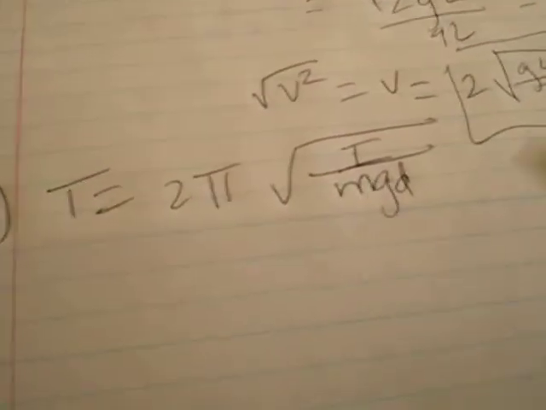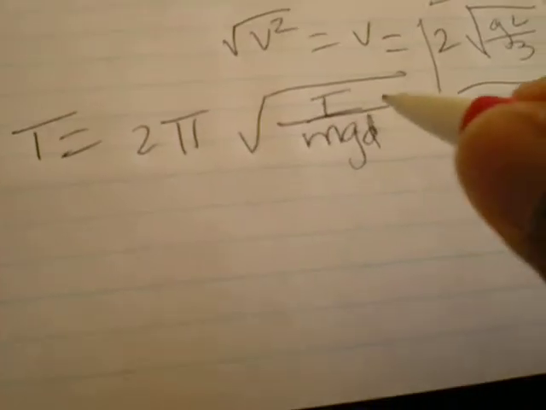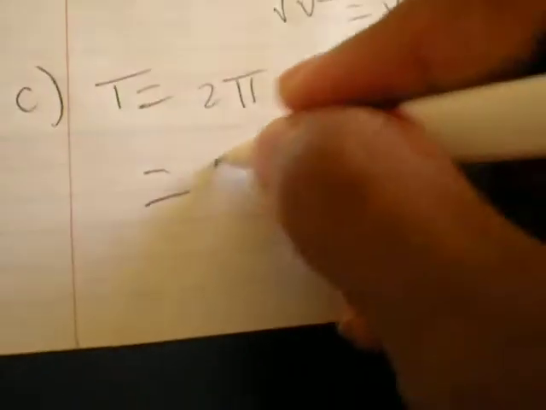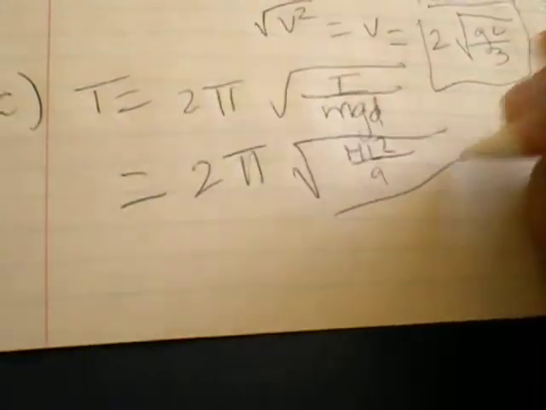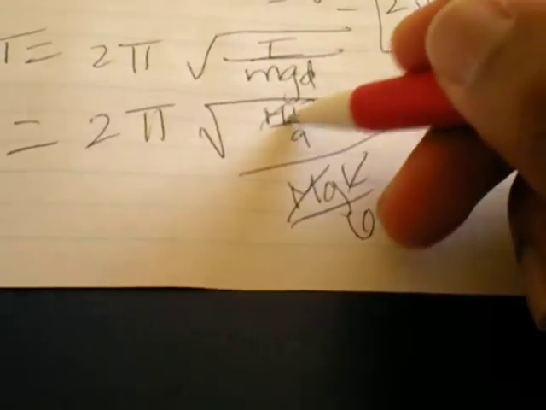So we can replace mgd and I because we already found those. So we have 2 pi square root of ml squared over 9, all of that over mgL over 6. This is inside the square root, by the way. And we can cancel out the m's, we can cancel out one of these L's. That's it. We can't cancel anything else.